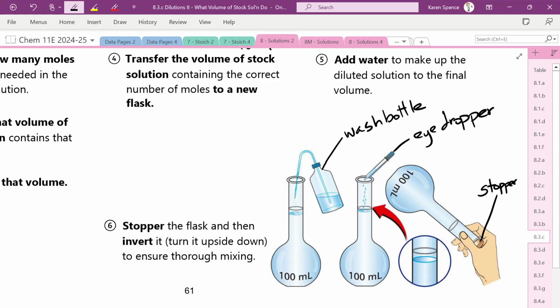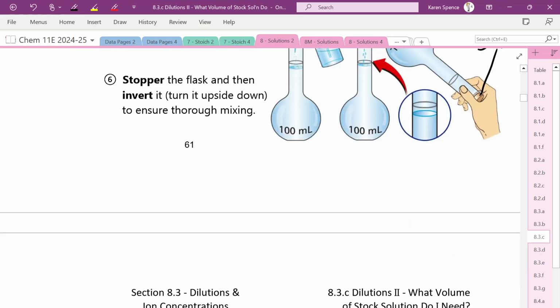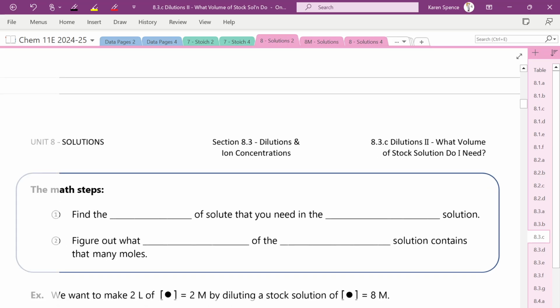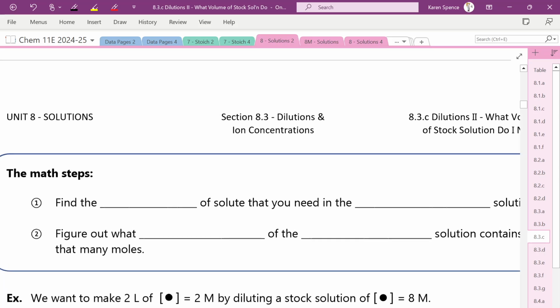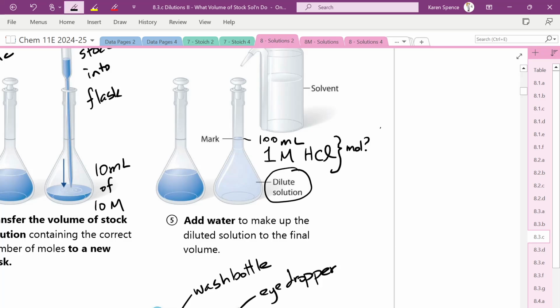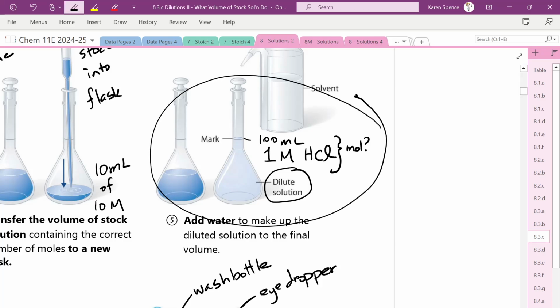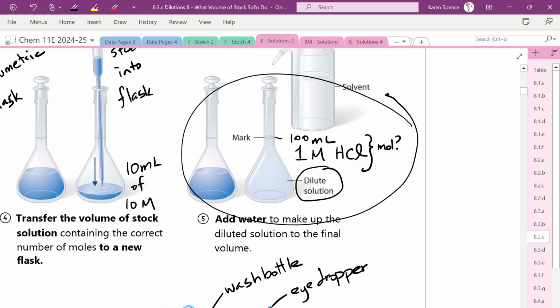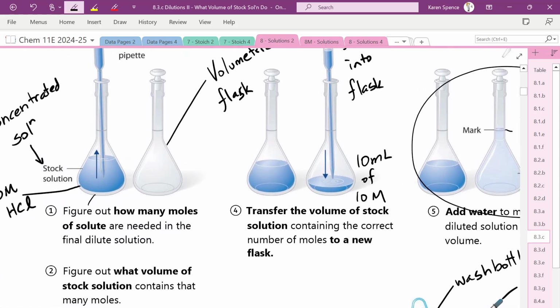So that's the procedure. Let's take a look at what the calculations would look like for that. In our calculations, we need to find, and we're still dealing with the fact that we have the same moles before as afterwards. So what we're going to do is say, how many moles do I want in my final solution? And then what volume of my stock contains that many moles?